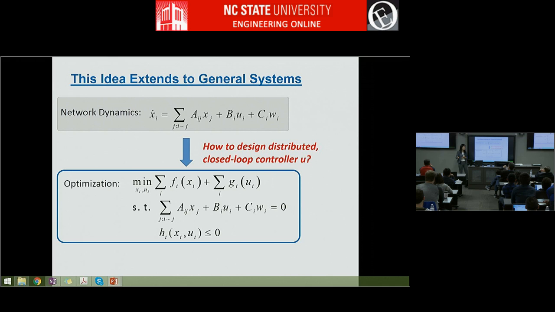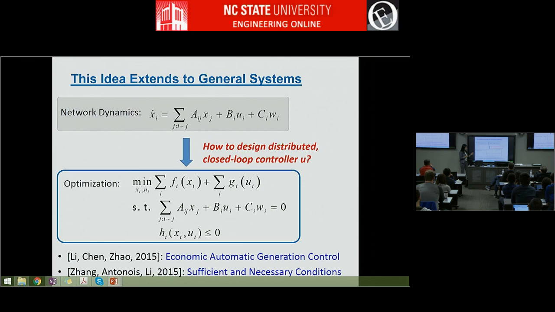So then we change the question this way. Given network dynamics, where each node in the network has some dynamics and each connects to the others, with some controller and some disturbance from outside, is it possible to design a distributed, closed-loop control to solve the optimization problem? An example optimization has a cost function on the state and on the controller, and guarantees the physical constraints. I'm not going to tell you the details in this talk.